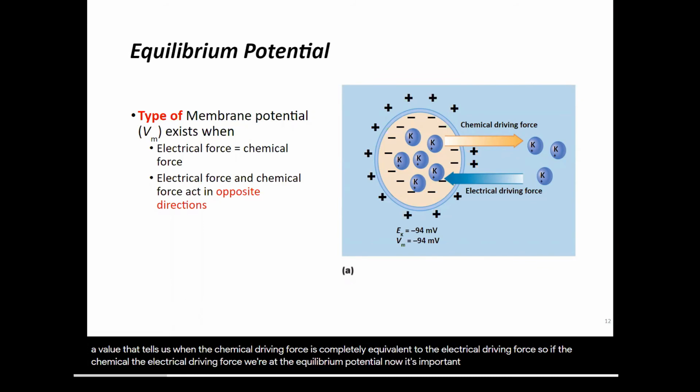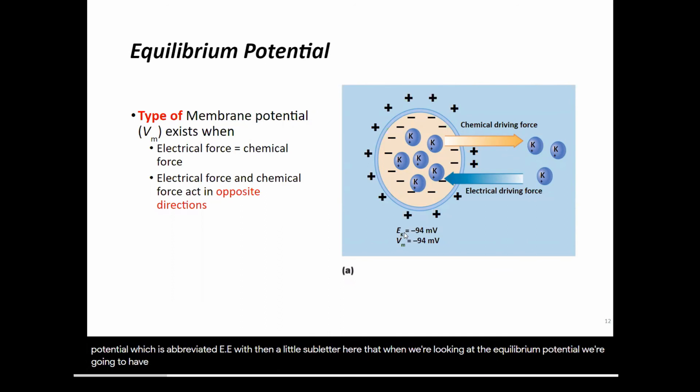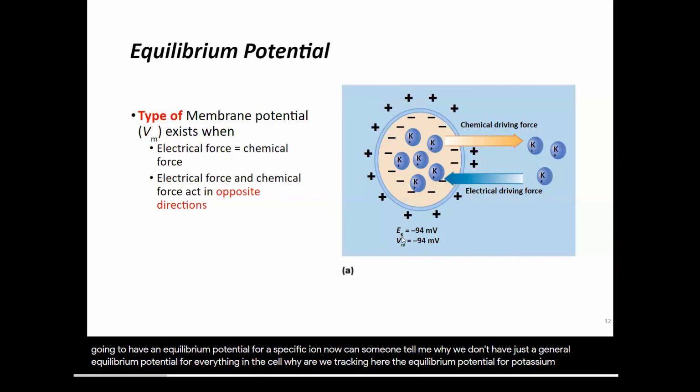Now, it's important to note about the equilibrium potential, which is abbreviated E with then a little sub letter here, that when we're looking at the equilibrium potential, we're going to have an equilibrium potential for a specific ion. Now, can someone tell me why we don't have just a general equilibrium potential for everything in the cell? Why are we tracking here the equilibrium potential for potassium specifically?